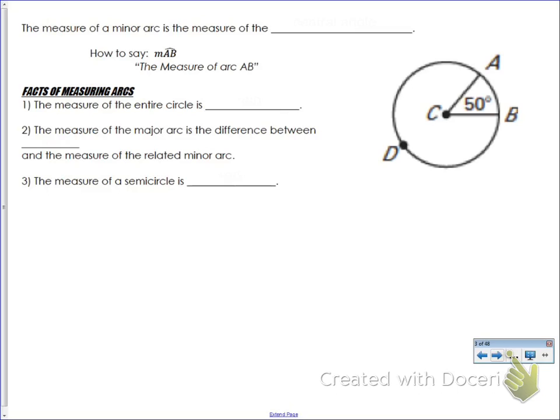All right, so the measure of a minor arc is going to be the measure of its central angle. So in this case that I have over here, the measure of angle ACB is given to me as 50 degrees. That's also going to be the measure of arc AB. We say arc AB by putting a little arc over the top of it. And the measure of arc AB in this case would be 50 degrees.